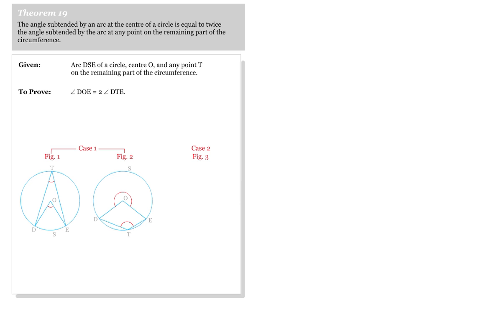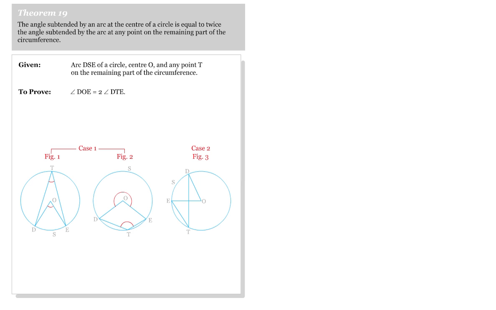If point T on the circle is close to one of the endpoints of the arc, we get a different diagram. Look at figure 3. Point T on the circle is much closer to the endpoint E of the arc DSE. You can see clearly from this diagram that the situation is rather different from the situation in figure 1. This figure illustrates case 2. However, we must prove that no matter which case arises, angle DOE is twice angle DTE.